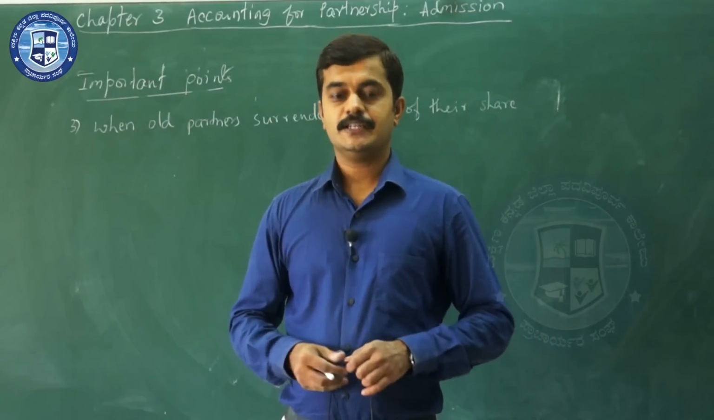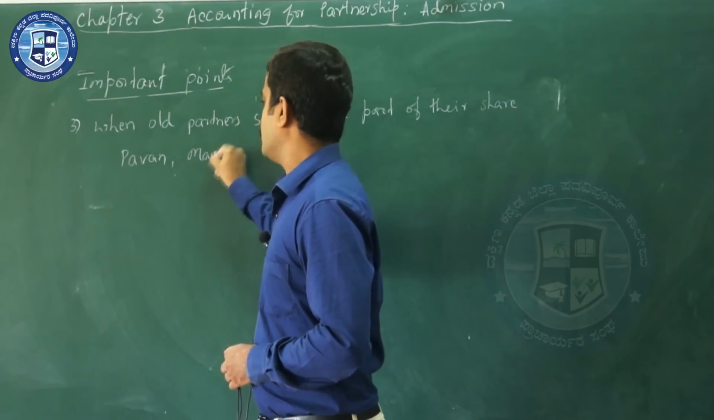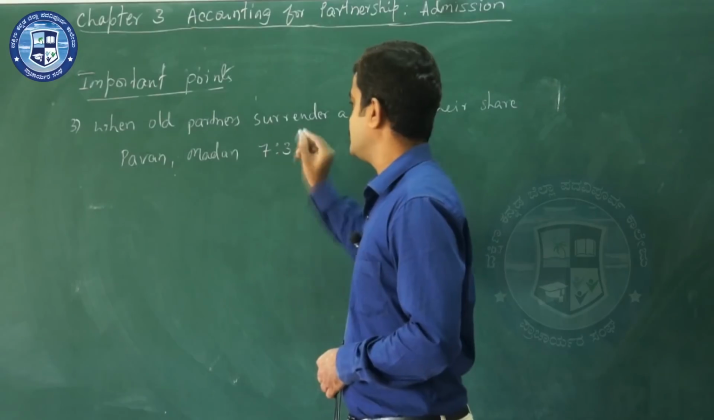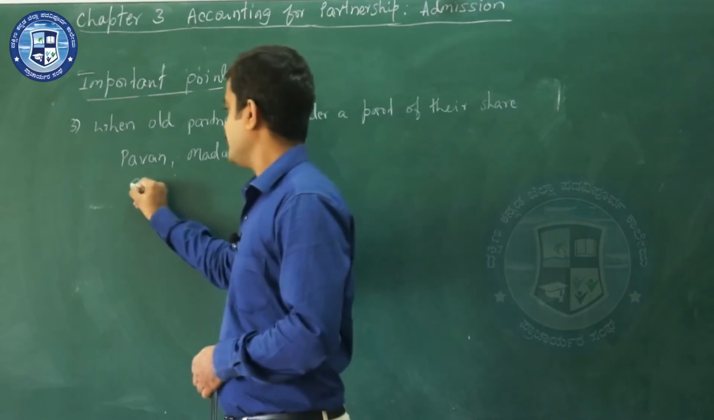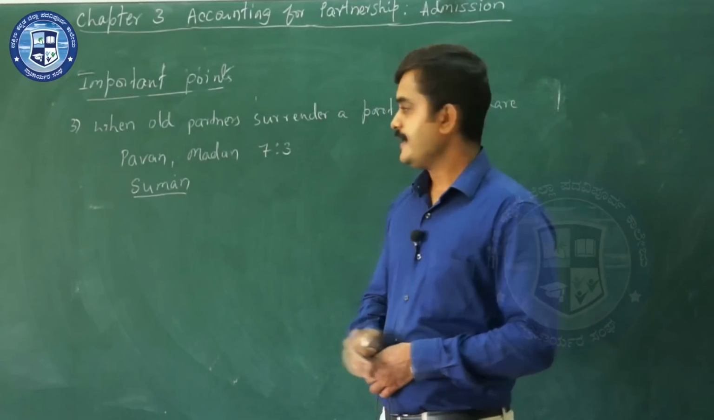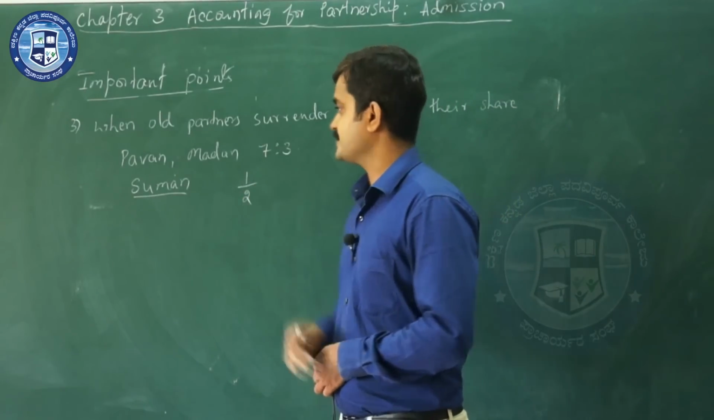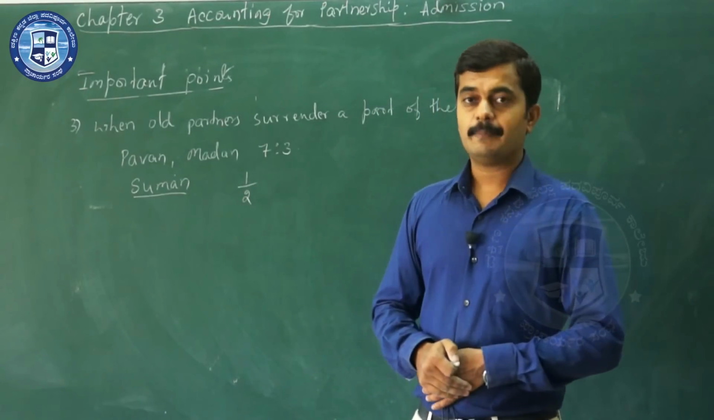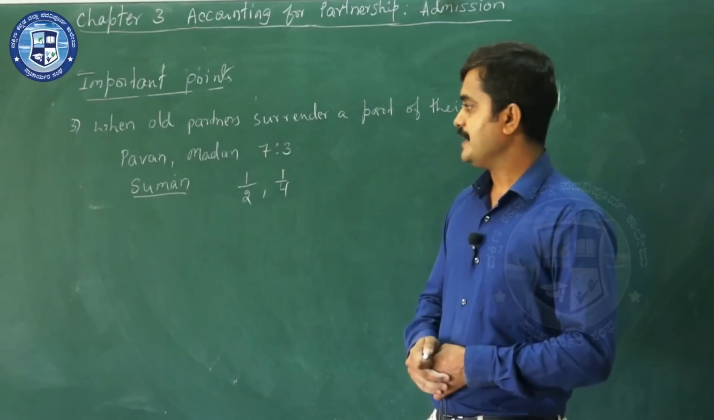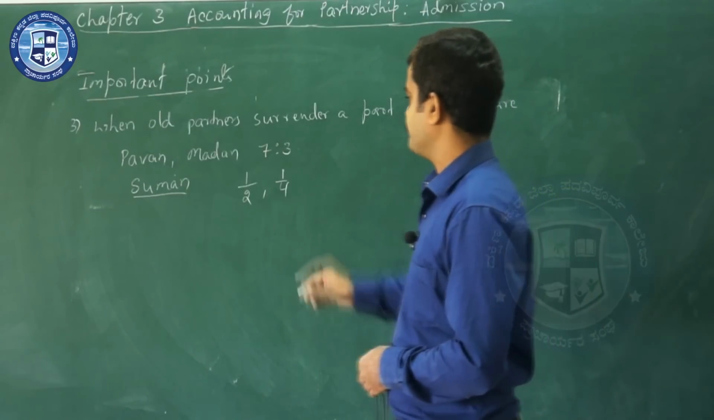Let us understand this situation with an example. Suppose there are two partners, Pawan and Madan, sharing profits and losses in the ratio of 7:3. They admit Suman into partnership. Suman is the new partner. Pawan agrees to surrender half of his share in favor of Suman, and Madan agrees to surrender 1/4 of his share in favor of new partner Suman. Calculate the new profit sharing ratio.